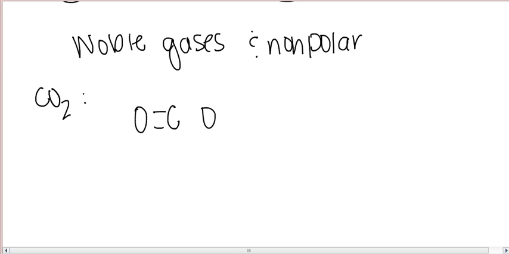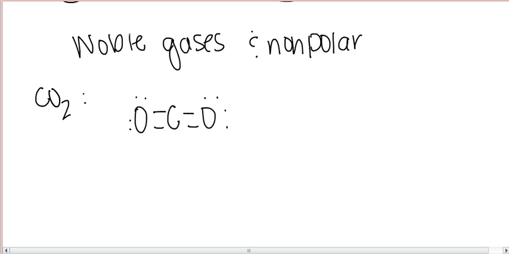So we know we have to create 8 in the middle for carbon, and then since we already have 2, we would give each oxygen 4 electrons around it, and this would have no lone pairs around carbon, which means that all electrons are going to pull equally from each other.